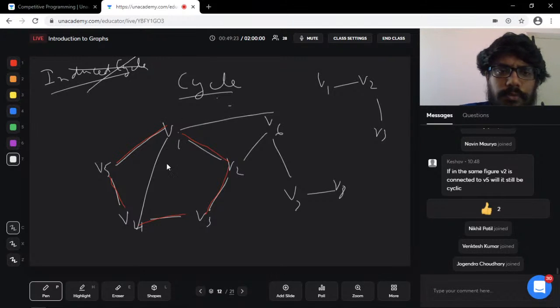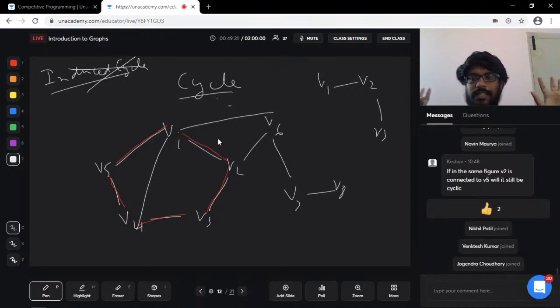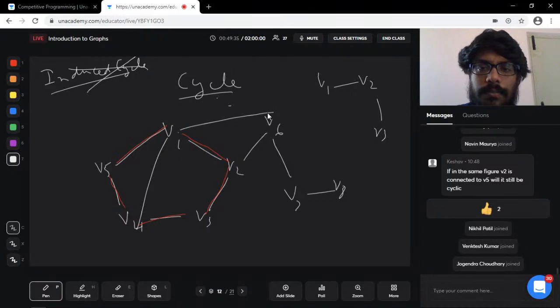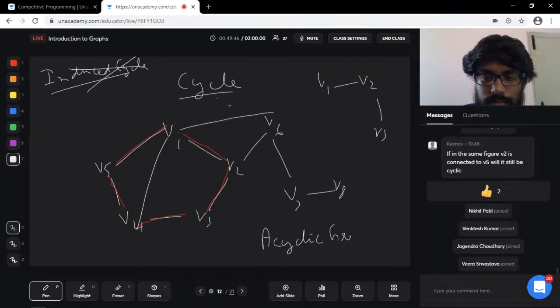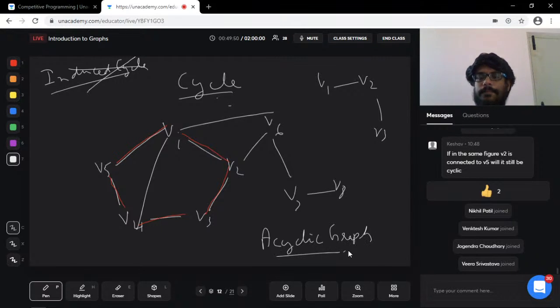Cool. So coming back, this V1, V2, V3, V4, V5, V1 is a cycle no matter what else is there in the graph. I don't care about anything else. These things are there, so this is a cycle, right? If a graph doesn't have any cycles, it is called an acyclic graph. And a cyclic graph is just a graph which has a cycle.